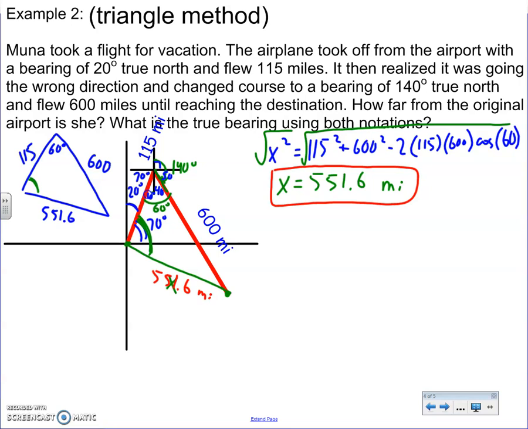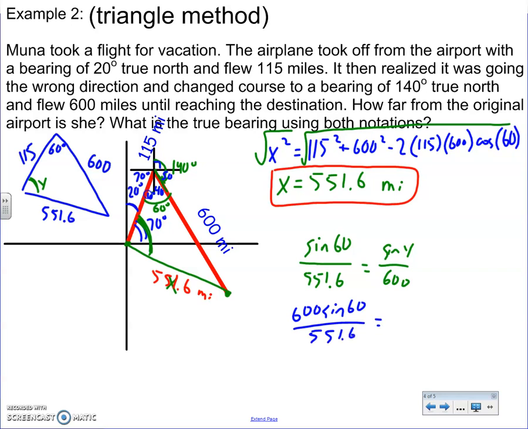So I do law of sines. We'll call this angle y. Sine of 60 goes with 551.6, and sine of y goes with 600. Multiply both sides by 600. That's sine of y. We're going to arc sine both sides, inverse sine. Type that on the calculator, and we will get 70.4 degrees. So we found that this thing is 70.4.